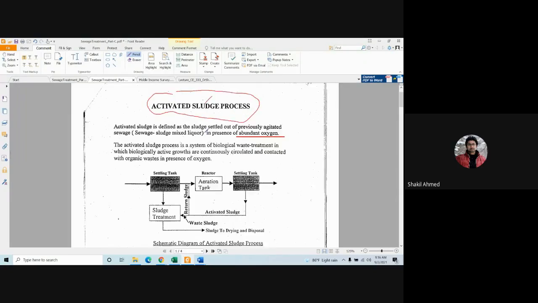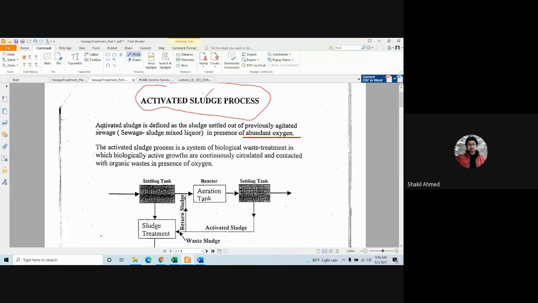So what is activated sludge? Activated sludge is defined as the sludge settled out of previously agitated sewage in presence of abundant oxygen.